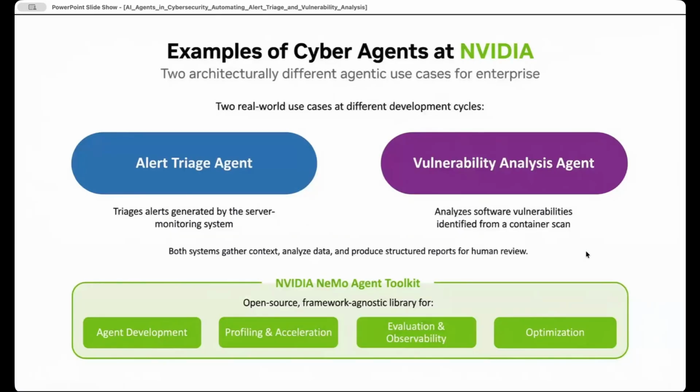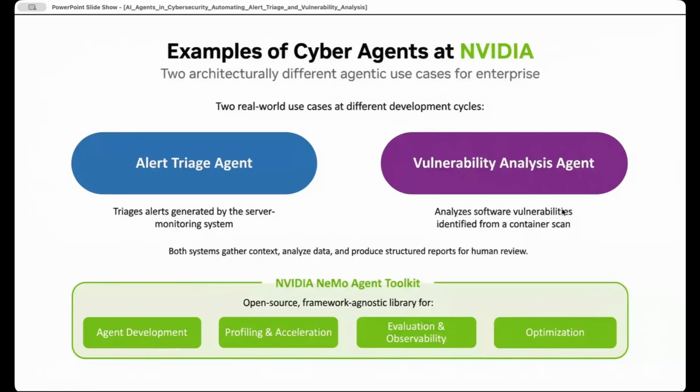Examples of the cyber agents at NVIDIA: there are mainly two use cases that the team talked about. One is the alert triage agent. Any cloud platform or service is going to receive lots of alerts, and they want to identify the most critical alert from a sea of alerts, automatically analyze the alerts and propose what actions to take. So this is more like an agent to help the human analyst, automatically providing recommendations on how to handle the critical alerts.